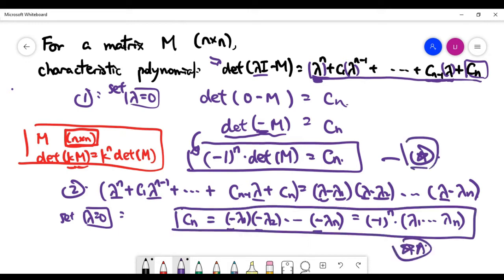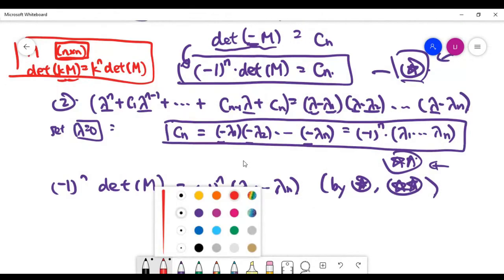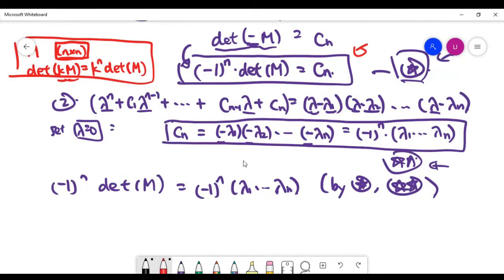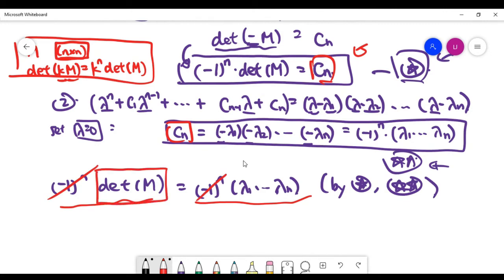Now, please compare the two equations you have, the single star and the double star. Can you give some conclusions based on these two? I'm just combining the two equations together because this term is the same. So the left-hand side is this, and the right-hand side is going to be minus 1 to the power n times the product of all eigenvalues. And of course, this factor can be cancelled. So it means, surprisingly, the determinant of a matrix M is the same as the product of all the eigenvalues, right? So I write it as a property here.